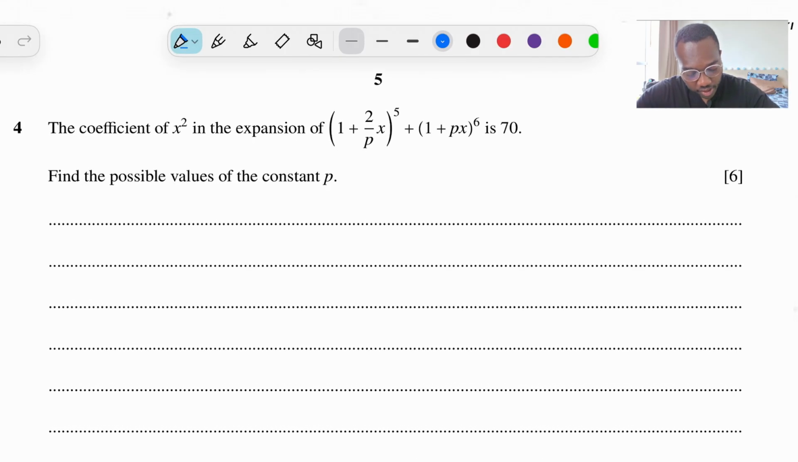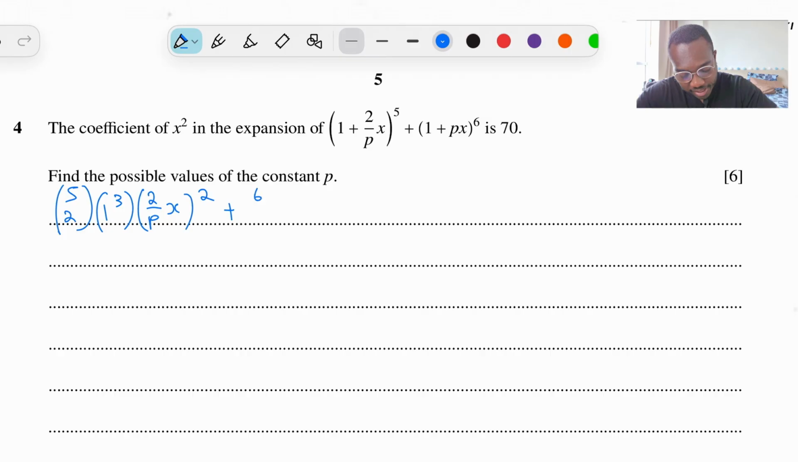So if I do that, what would we get? Let's start with the (1 + 2/(px))^5. If we think about the binomial expansion, but only when we want the x squared coefficient, then that would be 5 choose 2, times 1 to the 3. We can just write 1, but I'll just write 1 to the 3. And then that'll be times by 2 over px. Remember, all of that will be getting squared, okay? So this will give me an x squared coefficient.